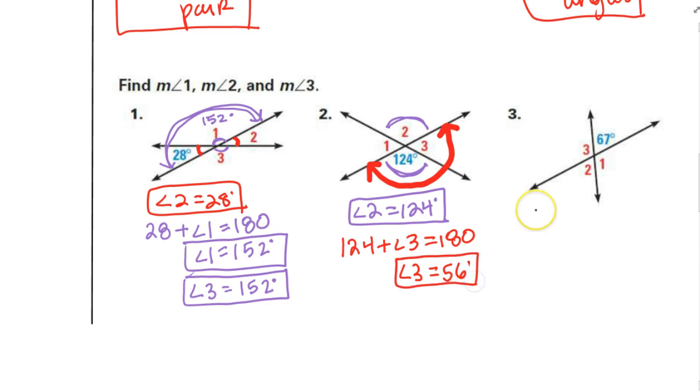Now let's go back to our picture and look at it. If angle 3 is 56 degrees, angle 1 is the vertical angle from angle 3. So angle 1 must also be 56 degrees. Notice I wrote all over my picture. I really think that helps.